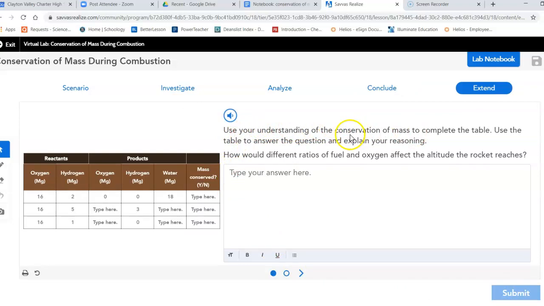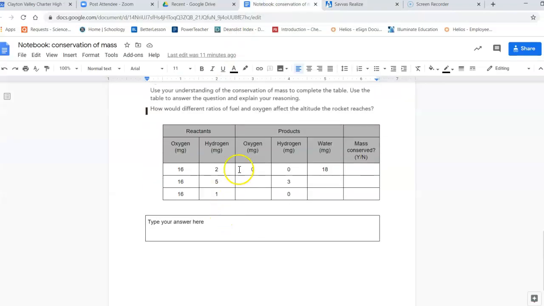use your understanding of the conservation of mass to complete the table. Use the table to answer the questions and explain your reasoning. How do different ratios of fuel and oxygen affect the altitude the rocket reaches? So how did the different ratios affect how high you went? Also, there's a place for you to complete the results, and whether or not mass was conserved. Again, I have the table in here, and you can type your answer right here. You just fill in the table and whether or not mass was conserved.